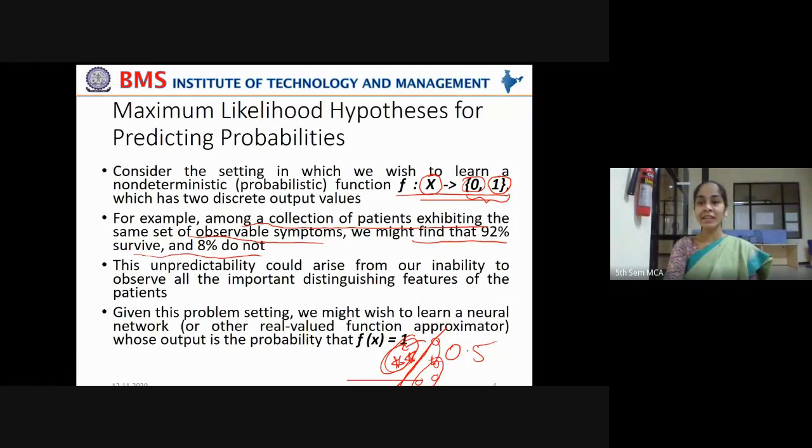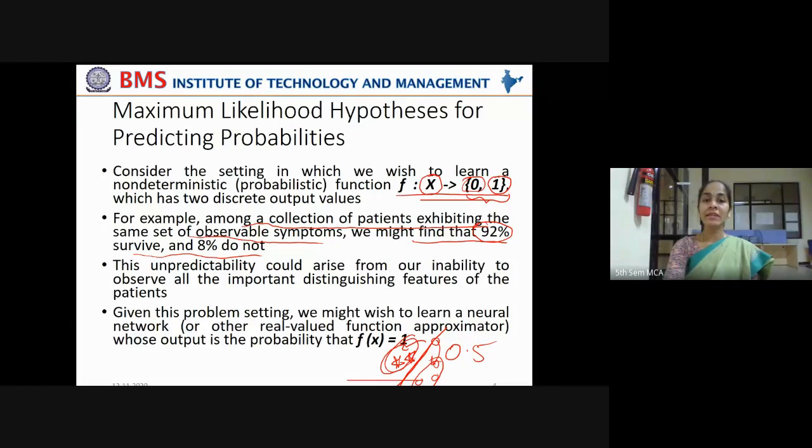Why is there this uncertainty? All patients are having the same set of observable symptoms. Then can't we say 100% of them are either surviving or they are not surviving? Why again is there a limited percentage? 92% of them are surviving. 8% of the patients are not surviving the disease. Why is that uncertainty associated? When the same set of symptoms are observable among the patients, then why only 92% of them are surviving and 8% are not surviving the disease?